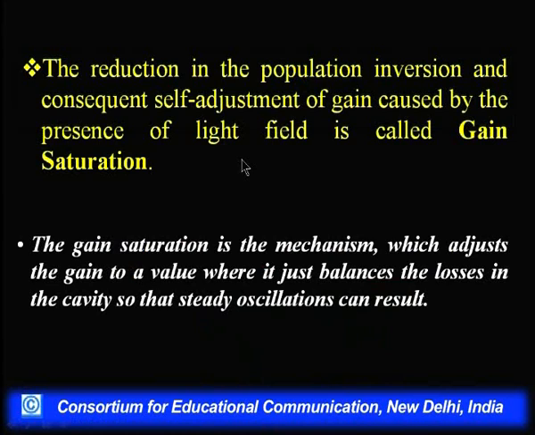Next, the reduction in the population inversion and the consequent self-adjustment of the gain caused by the presence of the light field is called gain saturation. Gain saturation is also required. It means that if we achieve more population, it is not necessary that we get good stimulated emission. Gain saturation is basically the mechanism which adjusts the gain to the value where it just balances the losses in the cavity, so that steady oscillations can result, amplification of light takes place and lasing light can be achieved.